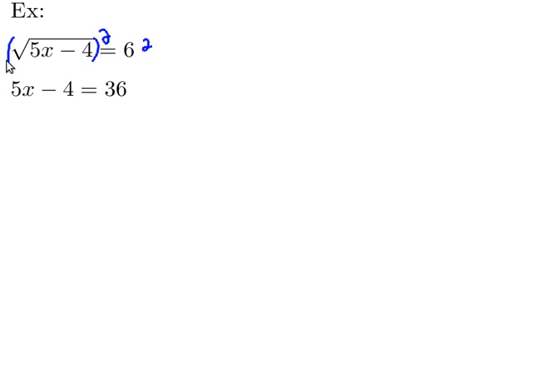So the square root of 5x - 4 squared equals 6 squared. So now we have 5x - 4 equals 36. This is a problem that we can work with. It's not too hard. So let's go ahead and add 4 to both sides because we want to get this 5x by itself, then we'll get the x by itself.